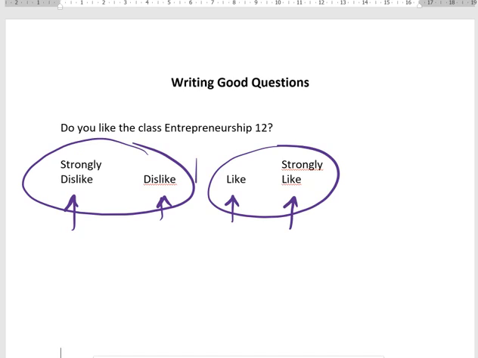So this gives us more information. If people strongly like the class, then we get to see that. If they like it or dislike it, and most people will be in the middle somewhere, we will see that result as well.